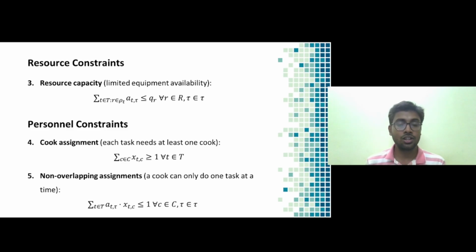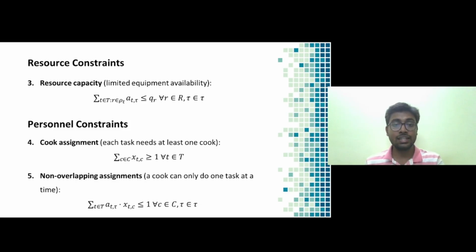Our third constraint is resource capacity. We have limited resources available to us, and we make sure that we use all the resources, and if no resources are available, then tasks which require those resources don't get assigned until there is a resource, until any other resources get free. Our fourth is cook assignment.